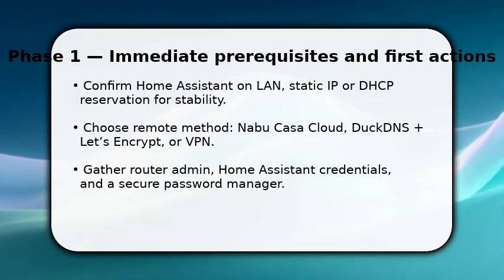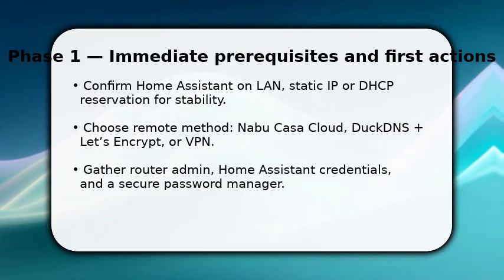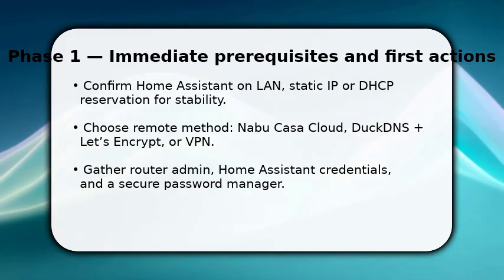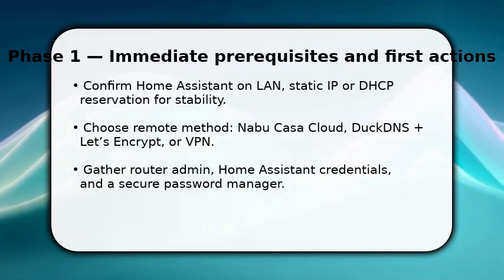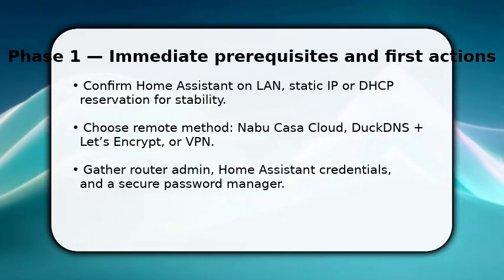You start by locking down the essentials. Make Home Assistant reachable on your LAN with a static IP or DHCP reservation so addresses won't change. Next, choose your remote method: Nabu Casa for simplicity, Duck DNS plus Let's Encrypt for free HTTPS, or a VPN for maximum privacy.